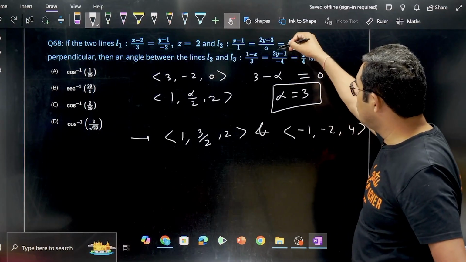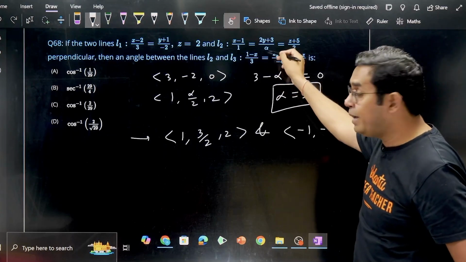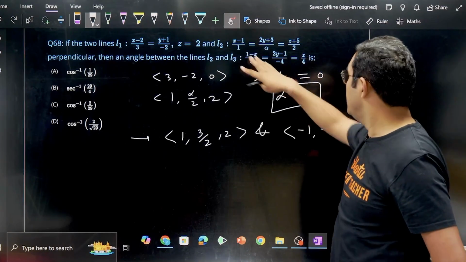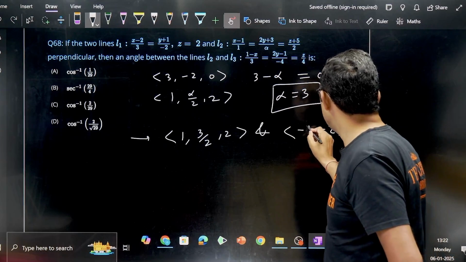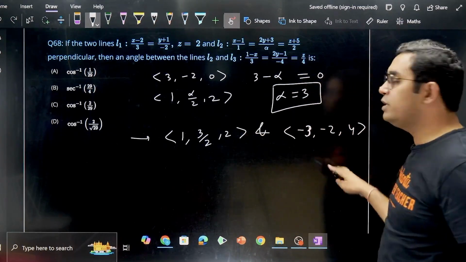Here the coefficient is again 2, so 2 will divide minus 4, so minus 2 and 4 here, and it was 1 minus x, and we have to write it as x minus 1, so here it will be minus 3. Yeah, it is not minus 1, it has to be minus 3. Okay, now we have to find the angle between these two lines.